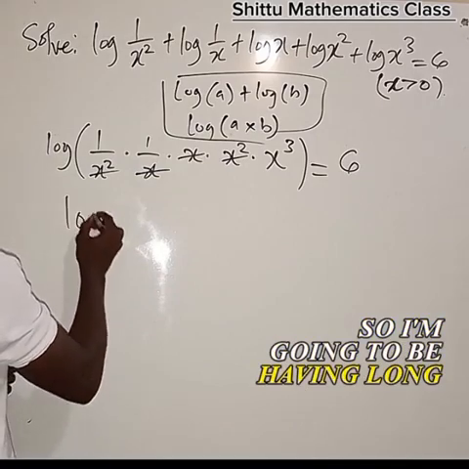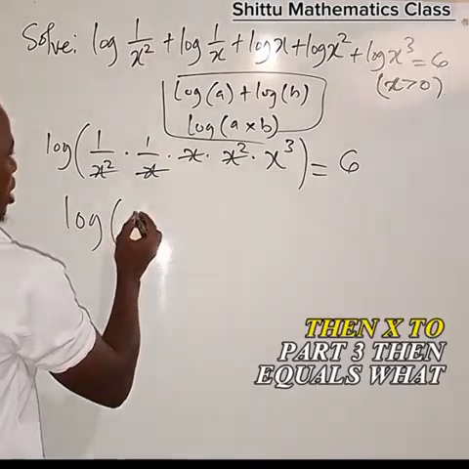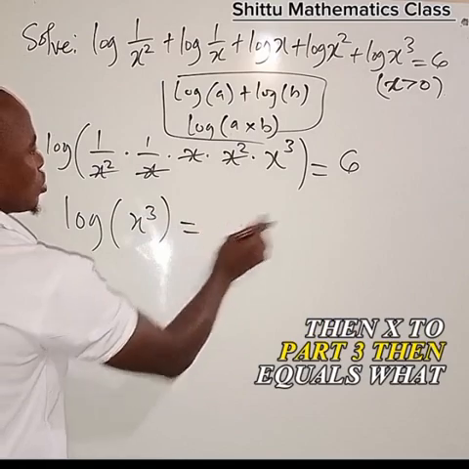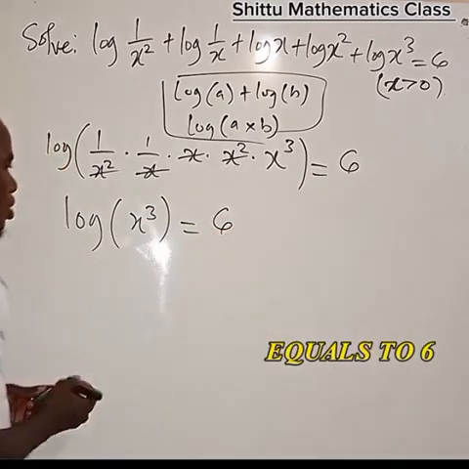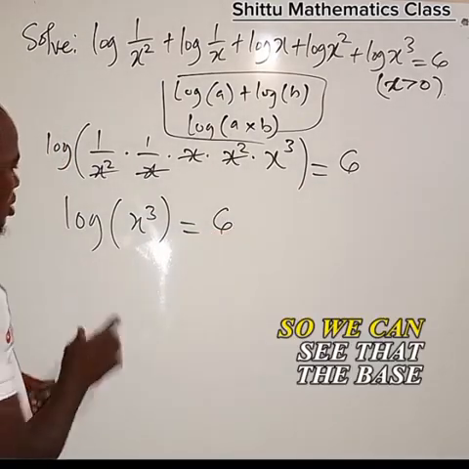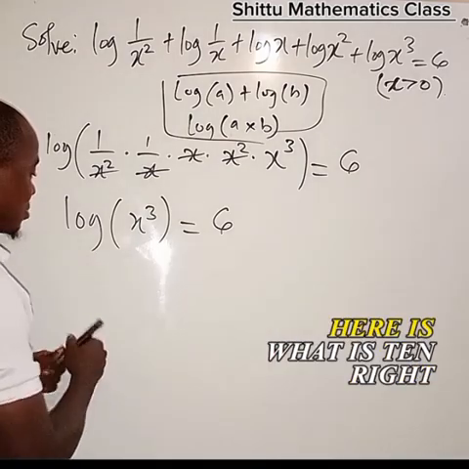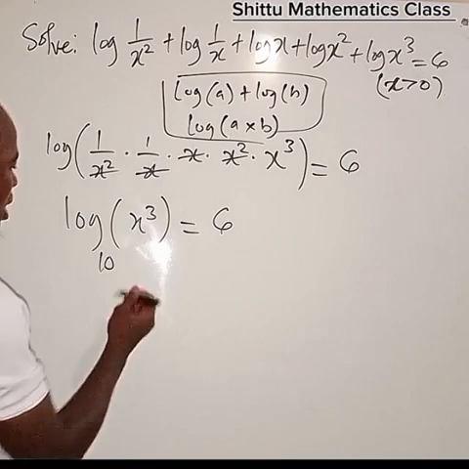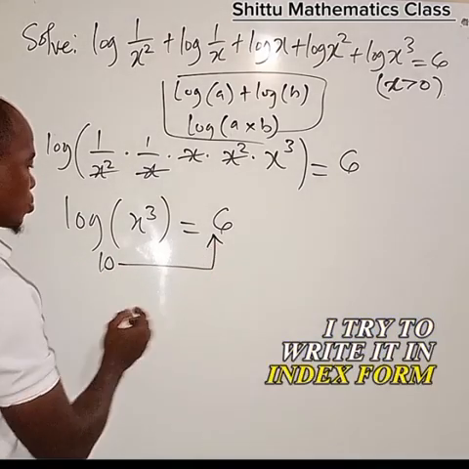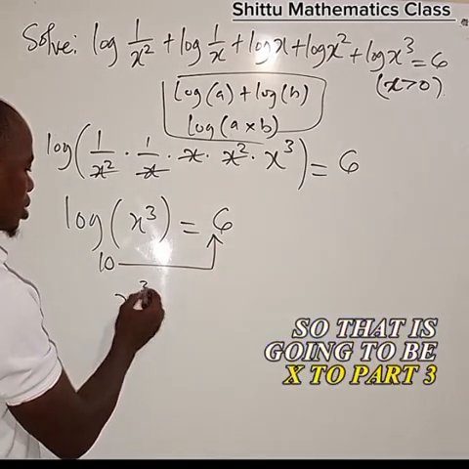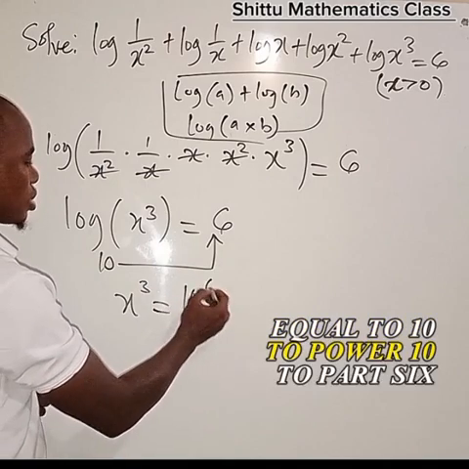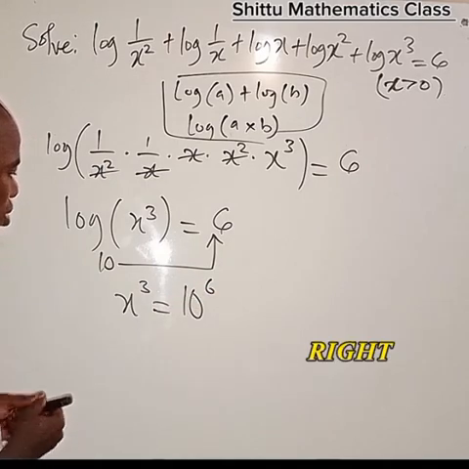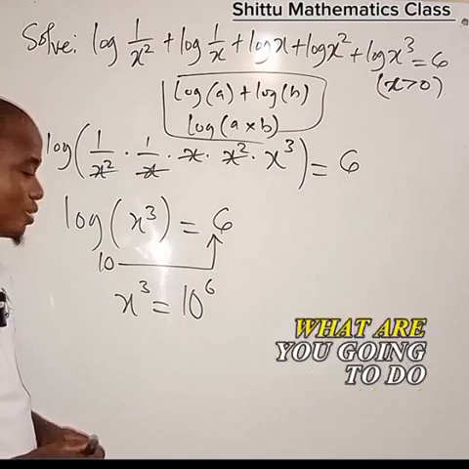So I'm going to be having log, then x to the power 3, then equals what? Equals to 6. So now from here, we can see that the base here is what? Is 10, right? So now if the base is 10, I try to write this in index form, so that it's going to be x to the power 3 equals 10 to the power 6, right?